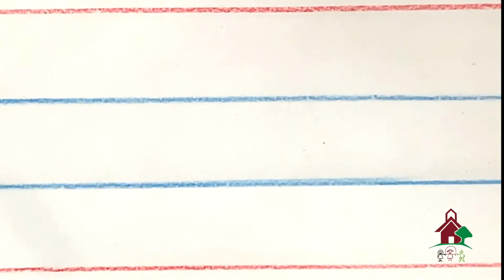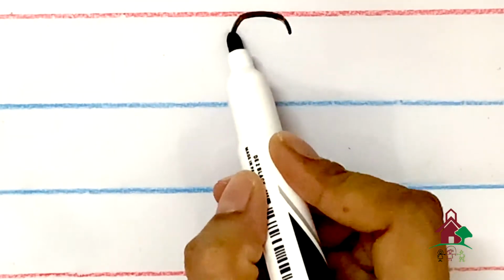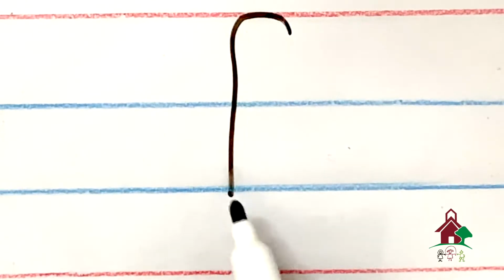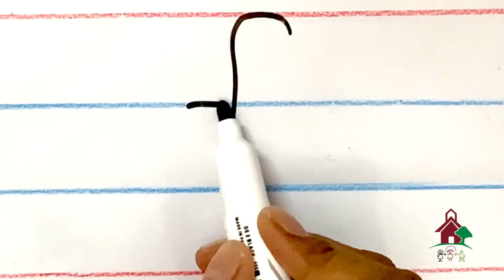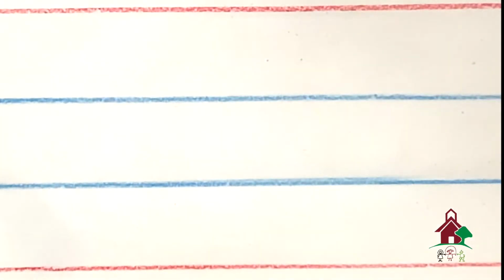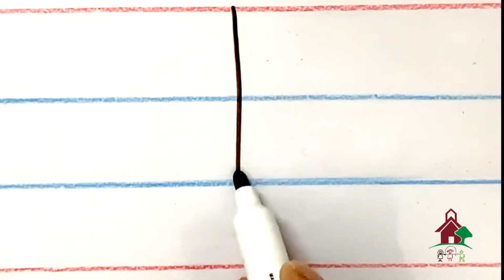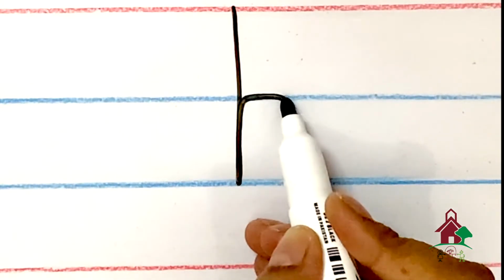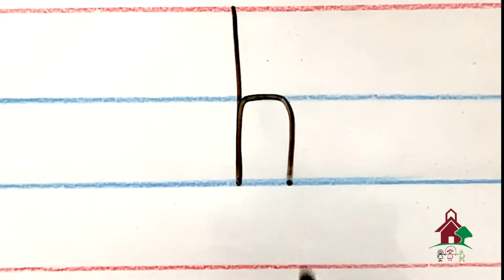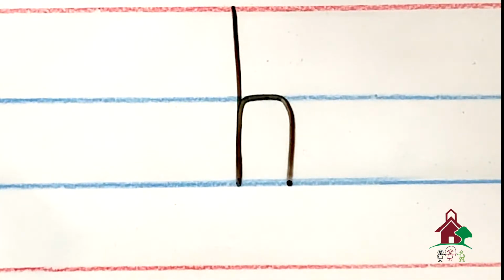Now we have f. We will start from the top red line. Make a little round, go down to the bottom blue line, lift your hand and put a line across. It comes between the two blue lines and top red line. Let's erase it. Now we're going to write another letter. We will start with the top red line. Go down, stop, come up and round and down. It comes between the two blue lines and top red line. Let's erase it.